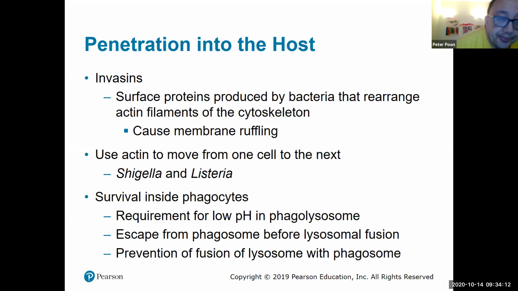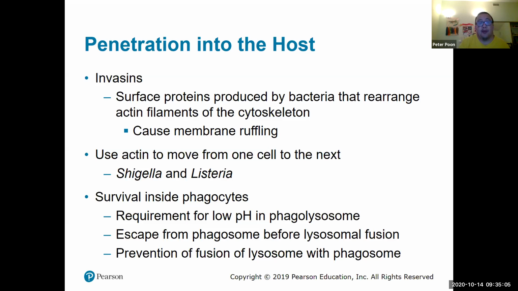So penetration. Invasins are surface proteins produced by the bacteria that rearrange the actin filaments of the cytoskeleton. They cause the membrane of the cell to ruffle, and that allows the bacteria to get through. They use actin to move from one cell to the next. Actin is a long chain of actin molecules, and if I can rearrange that, then I can hijack that system to move where I want to move. In fact, I can use it to get from one cell to another through the gap junctions, and that's what Shigella and Listeria do.